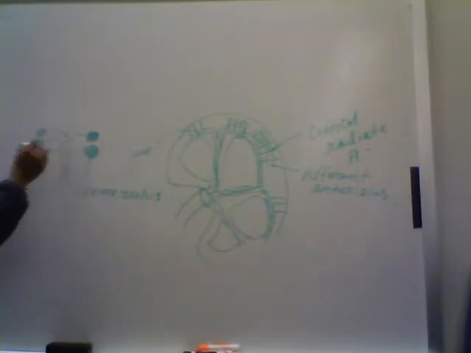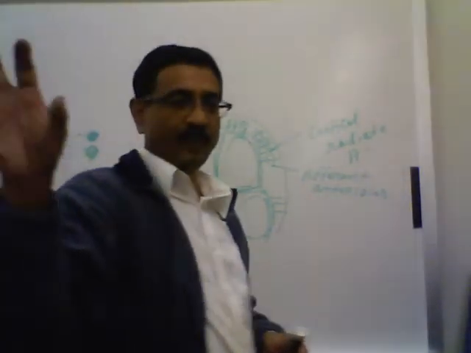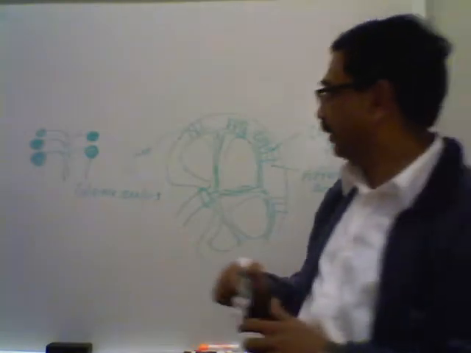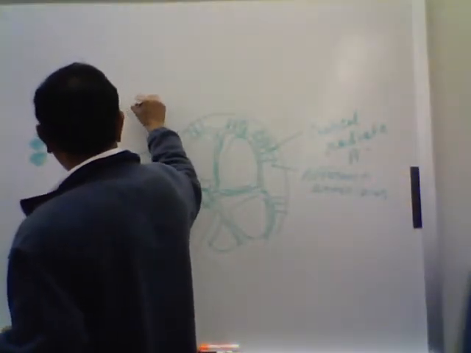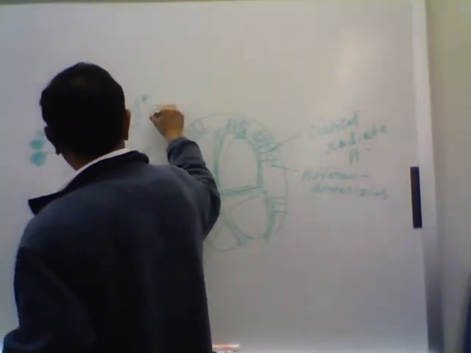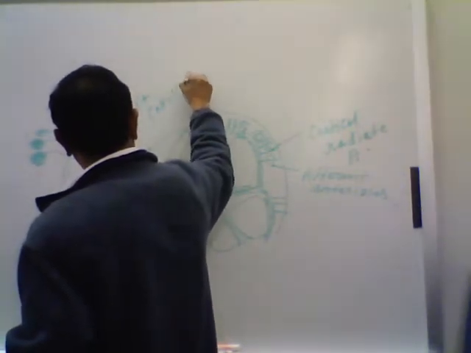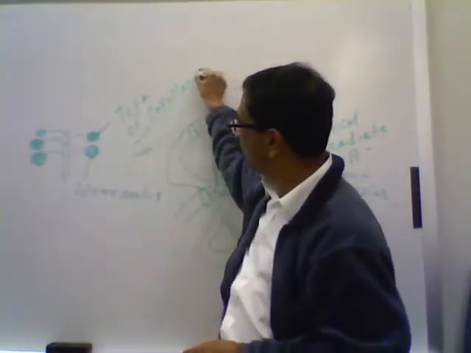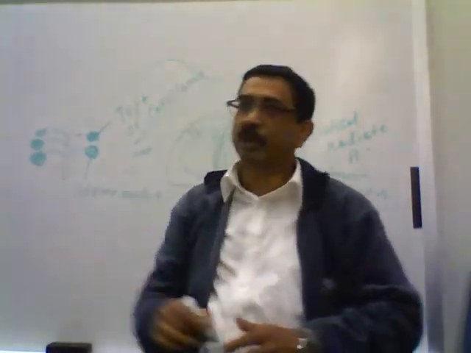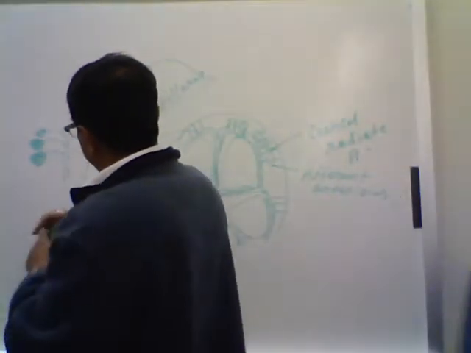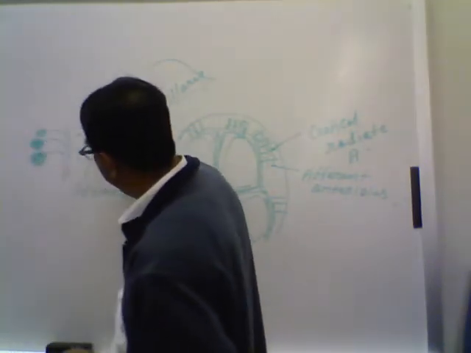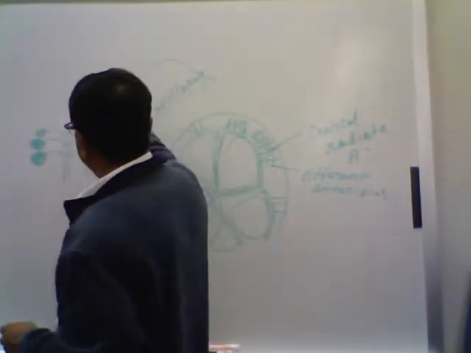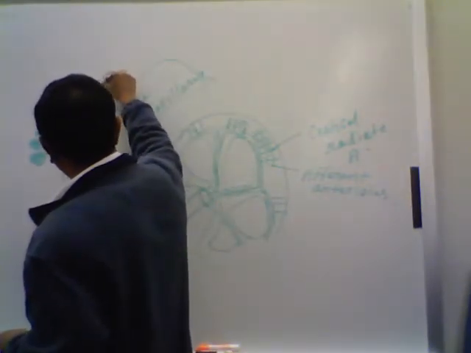So glomerulus are the ball of capillaries or tuft of capillary. We say tuft of capillary or ball of capillary. That's the glomerulus. Okay, these are glomeruli. Now, from the glomerulus, what happens? The arteriole that takes the blood out, that is called efferent arteriole. Exit.